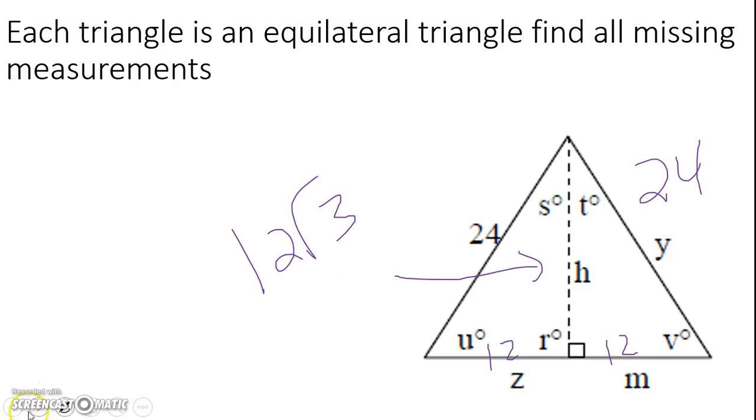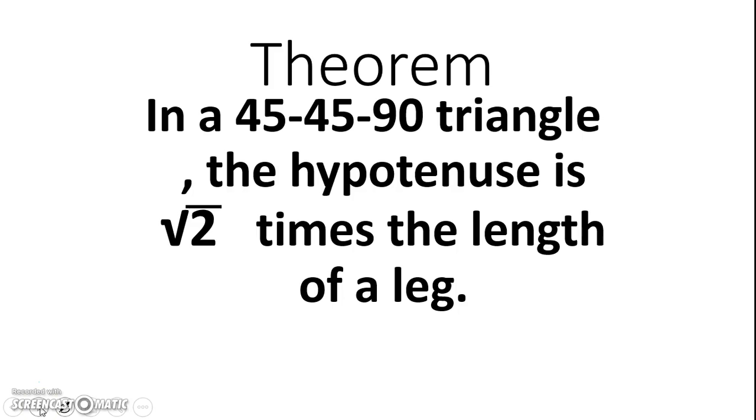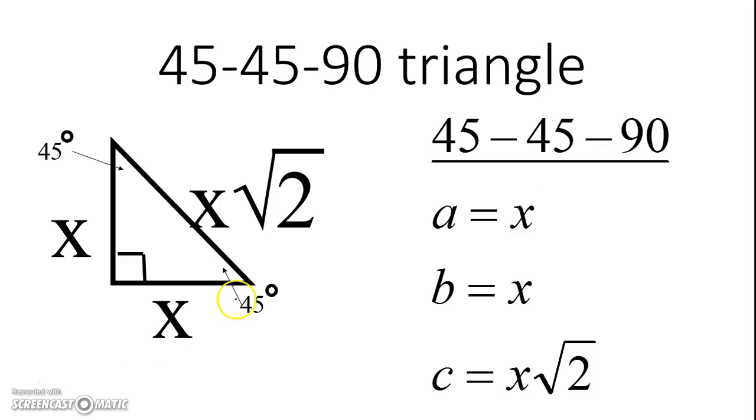So the whole point of this was for you to be able to see some of the formulas that we want to work with. The first is the 45, 45, 90 triangle. Okay? And in the 45, 45, 90 triangle, the hypotenuse is root 2 times the length of the leg. So what I'd like to see every time we do these problems is, I want you to use this formula that you see right here. Okay, this 45, 45, 90. So the first thing you'll do is write that down. Then you write a equals x, b equals x, c equals x root 2.